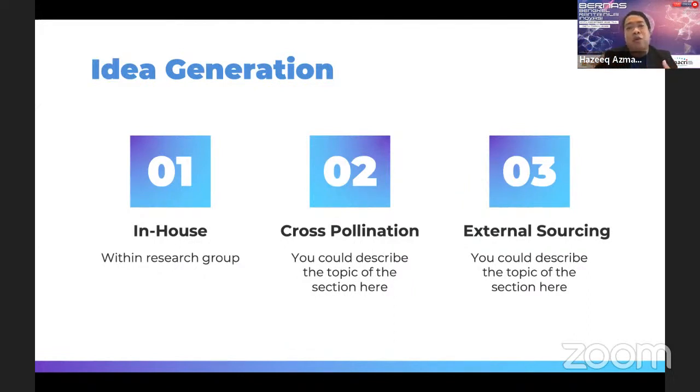So this is how you generate more ideas, because remember, you should have more than one idea. It's not just one idea to tackle your problem.